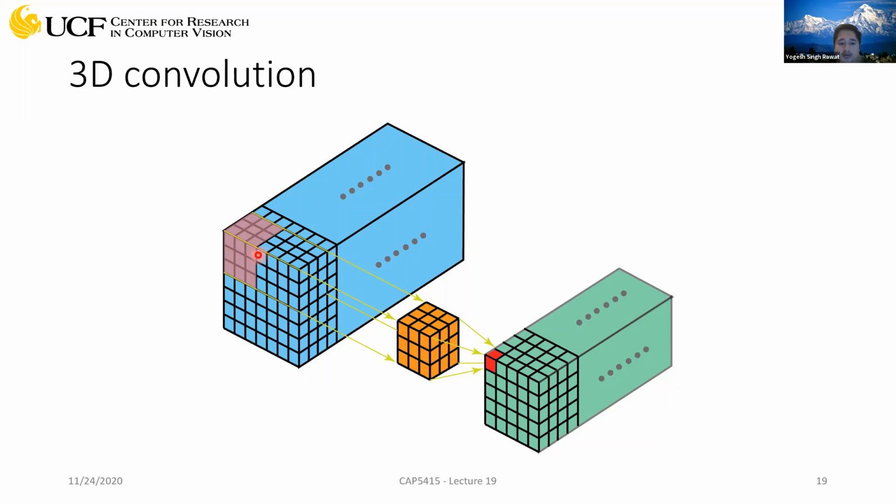So you scan in your XY region, right? You slide your kernel, and you also slide that kernel in the temporal region. So that's the only difference.